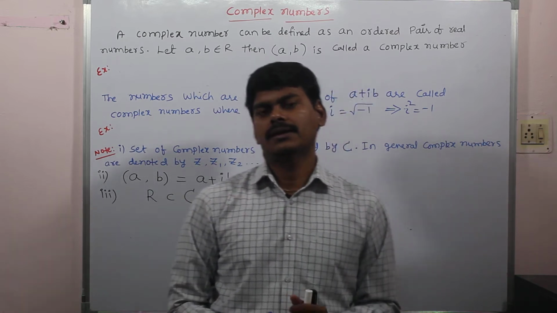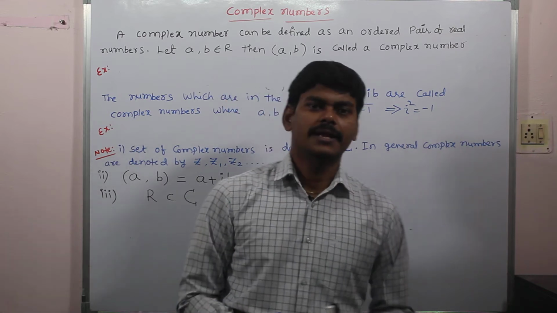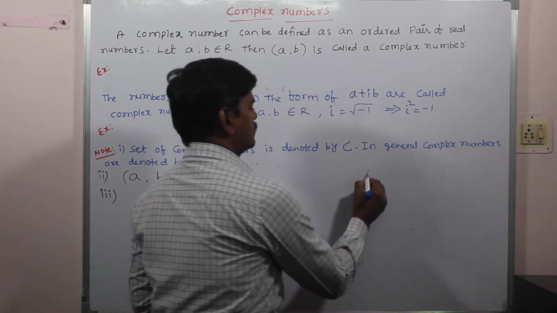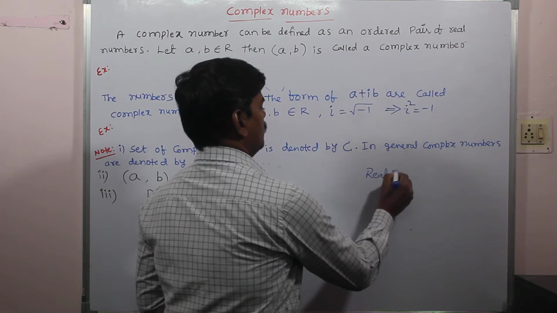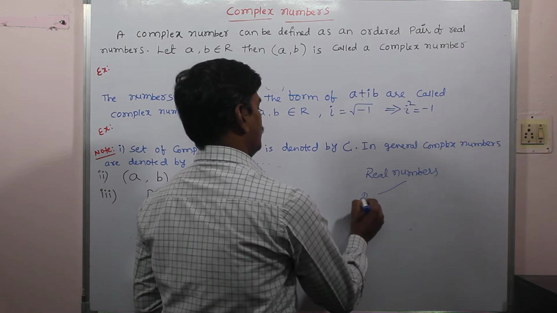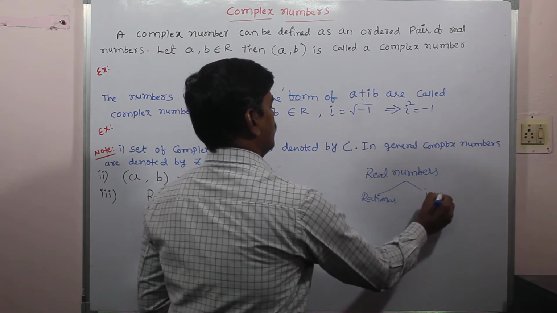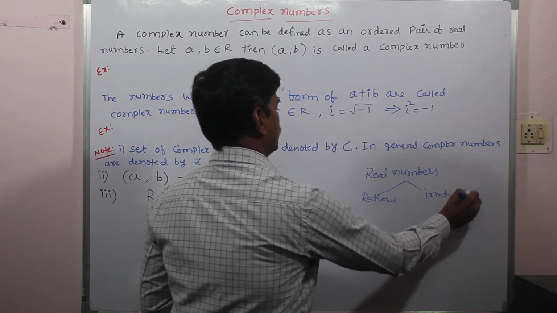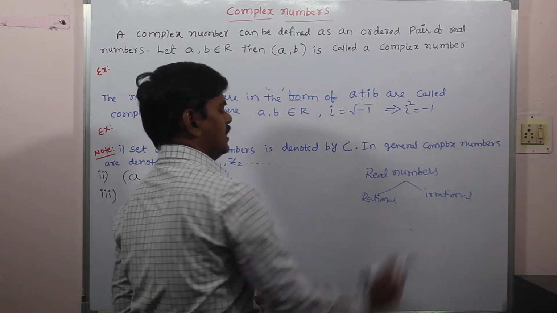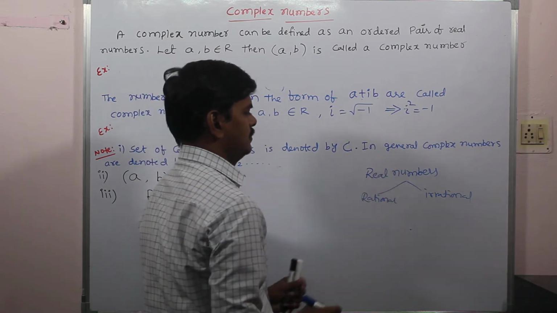In earlier classes we have studied about real numbers. Real numbers include rational and irrational numbers. Rational numbers and irrational numbers are both commonly called real numbers.